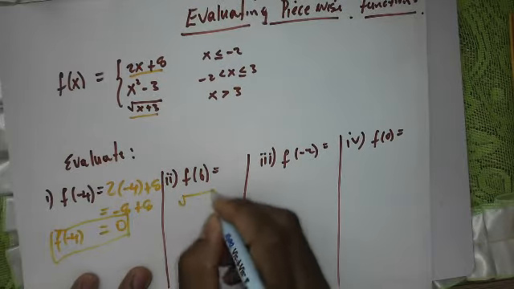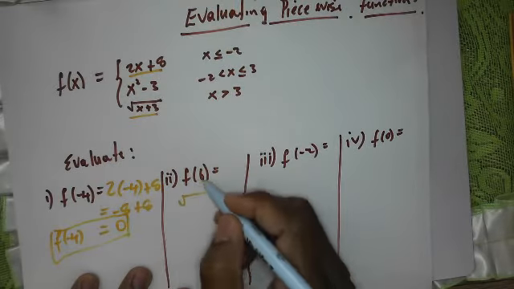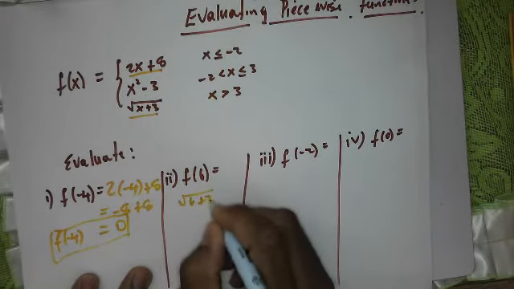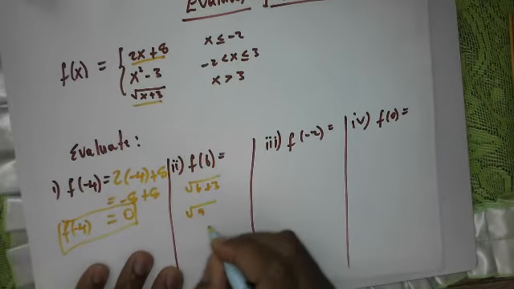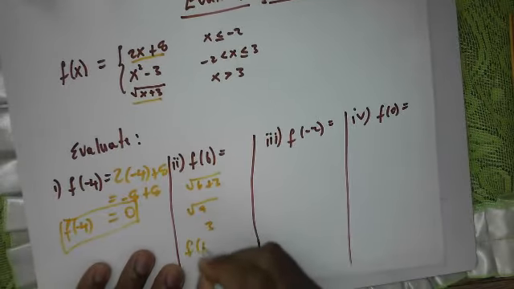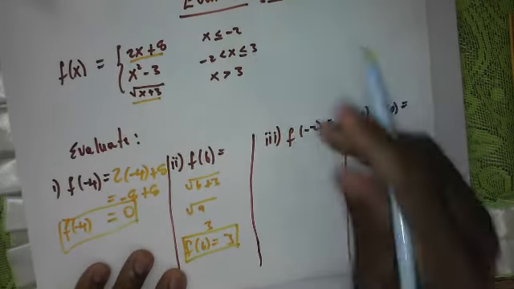Because our 6 falls in this category, we will be using this function. So that would be the square root of x plus 3, where we put our 6. So the square root of 6 plus 3, that is 9. That's the square root of 9. The square root of 9 is 3. So f of 6 equals 3. It's all about the constraint.